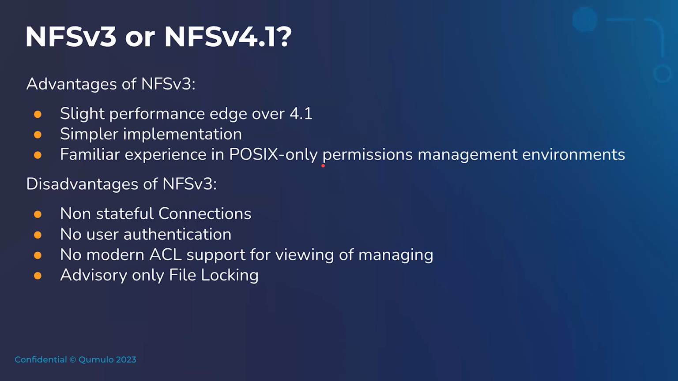So probably the number one question when it comes to NFS lately is, should I use V3 or should I use V4.1? So there are some advantages of V3. It's got a performance edge over 4.1. That gap has been closing lately. V3 is still a simpler protocol, so it's going to be faster pretty much in perpetuity, I think, just because it's a simpler protocol. It's much easier to implement.